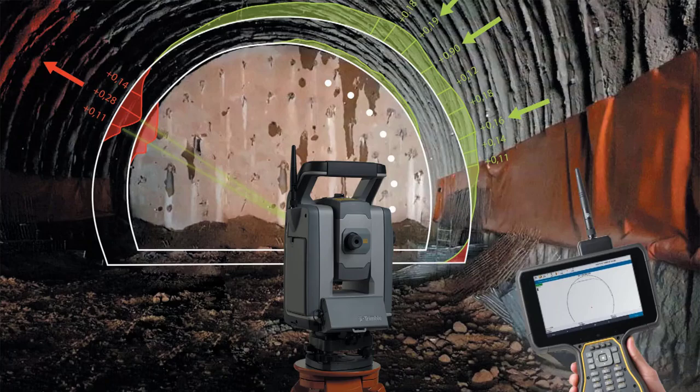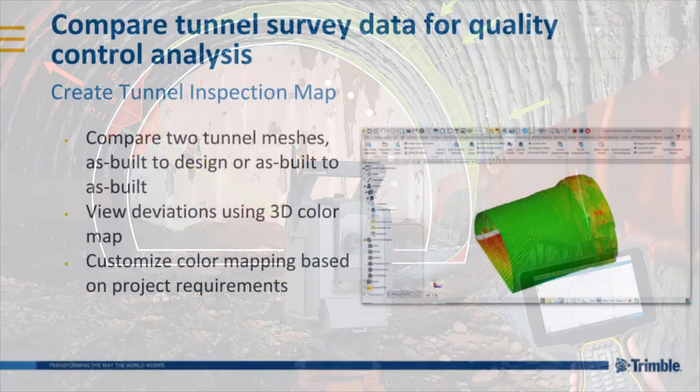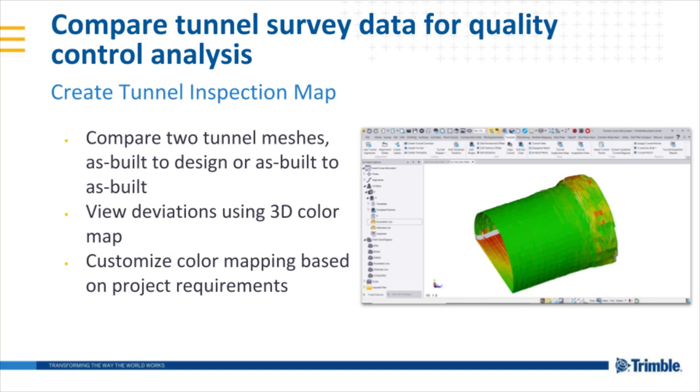The tunnel inspection map is a 3D mesh object that allows you to visualize the deviations between those two tunnel meshes. The meshes that can be compared with this feature are designed to as-built or as-built to as-built mesh comparison. Once created, you can view those deviations using a 3D color mapping of the inspection map, and you can also customize that color map based on your project requirements. This is the first step in the 4-step process of the tunnel inspection workflow.